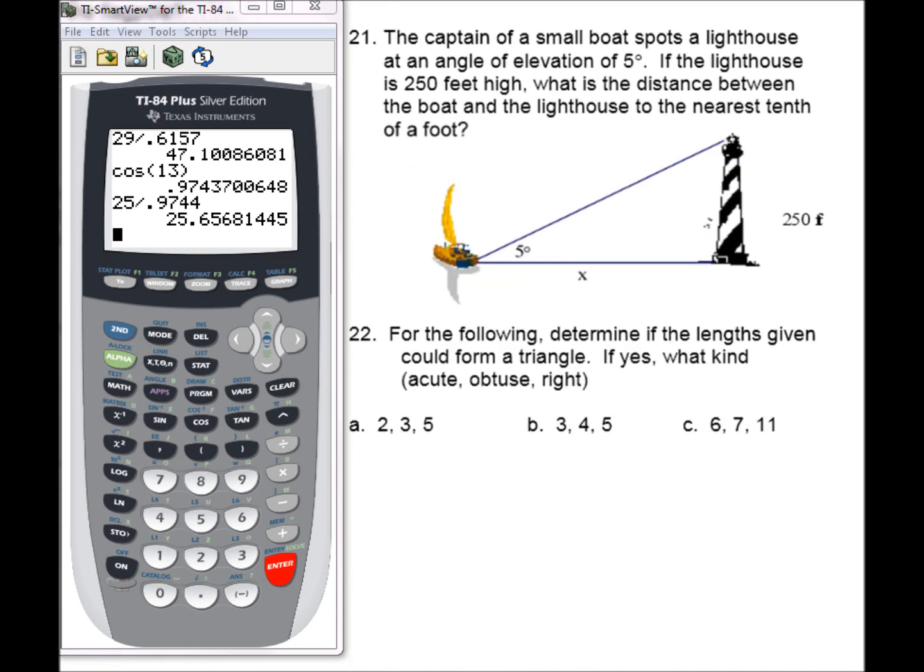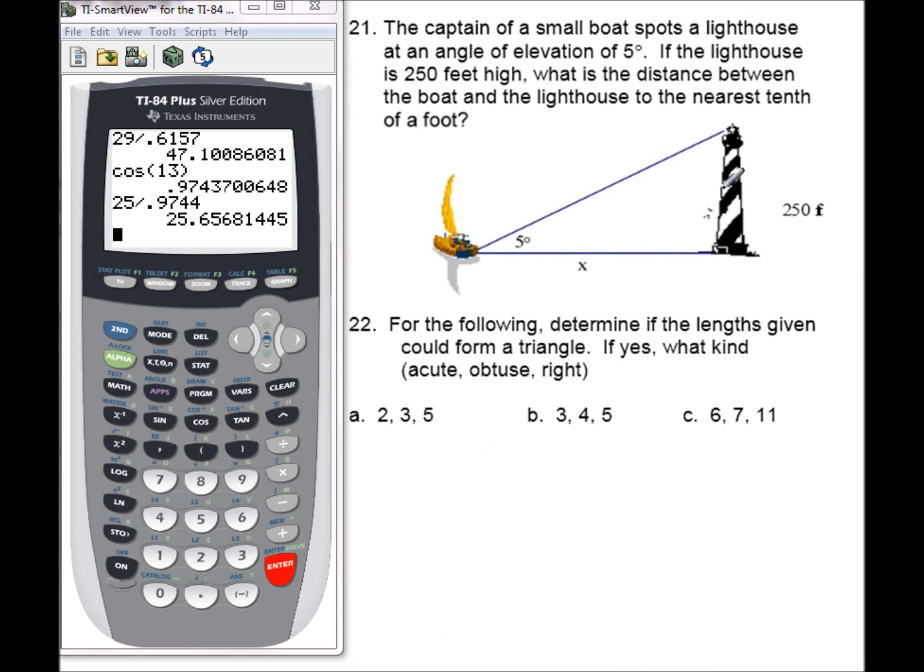Number 21. The captain of a small boat spots a lighthouse. So here's my lighthouse at an angle of elevation. So remember, angle of elevation, we start horizontal going up. So that's 5 degrees here. If the lighthouse is 250 feet high, so that's how tall it is, what is the distance between the boat, here's my boat, and the lighthouse, here's my lighthouse. So I want this distance x to the nearest tenth of a foot.